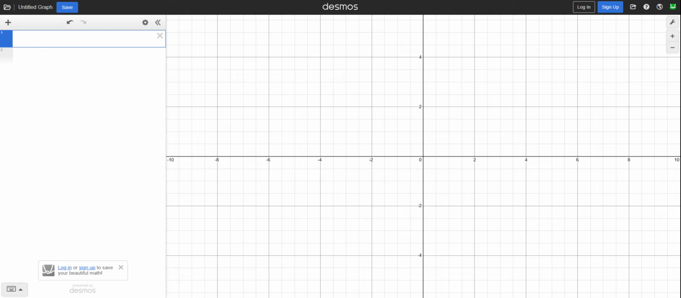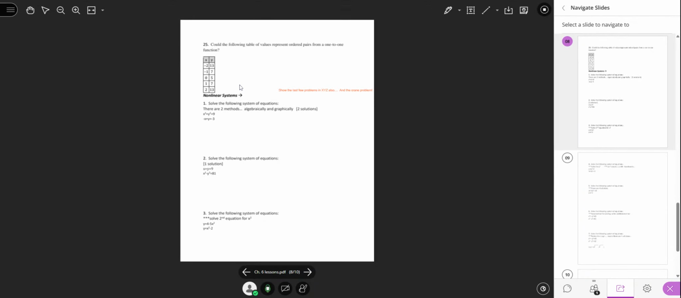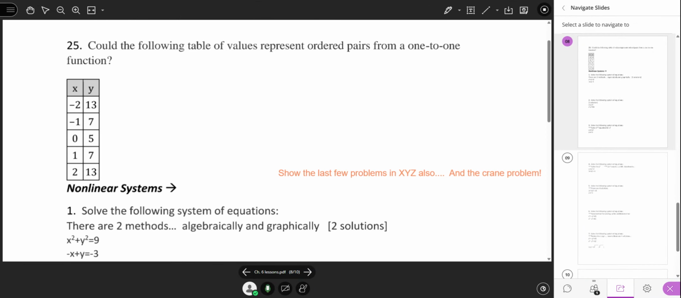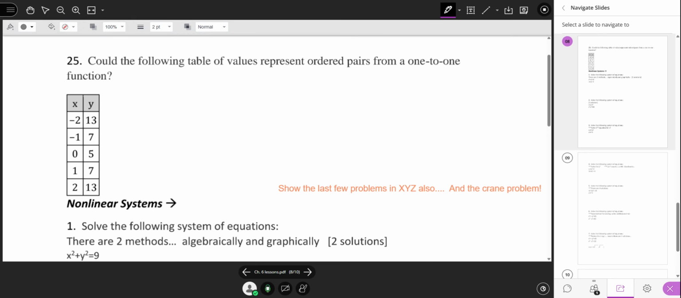Okay. I do need to get to this one real quick while we got a chance. Is this 1 to 1? Remember, no x can be repeated, and no y can be repeated. Well, I've got a y repeated. So is this 1 to 1? No.